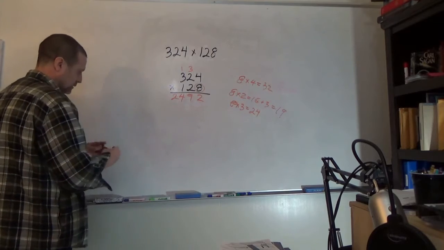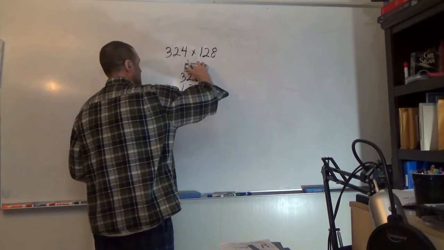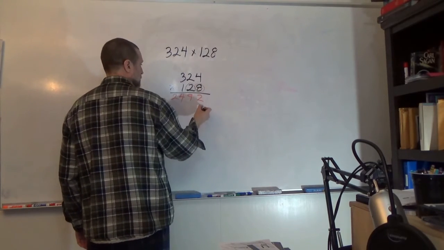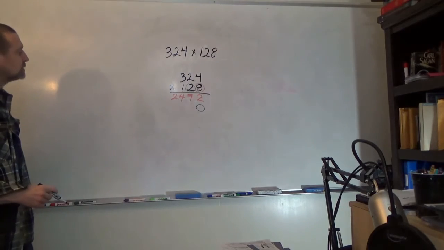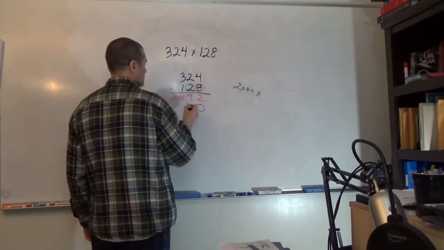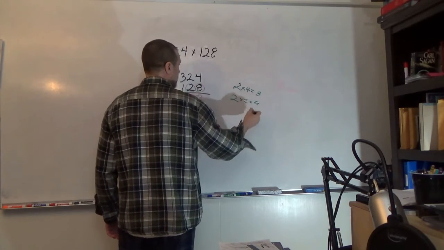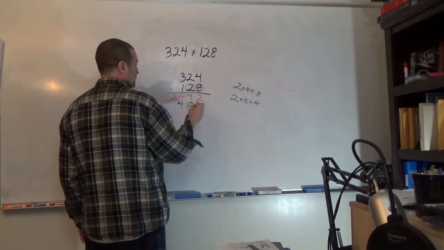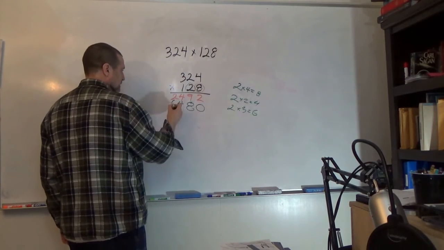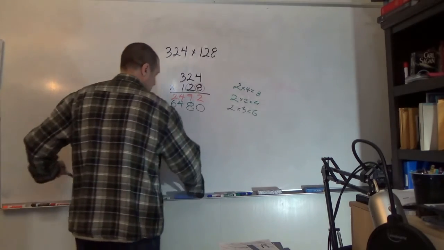Okay, I'm going to change colors. Let's pick kind of dark green. I'm going to erase these numbers on the top. So go to the next digit, which is 2. We're going to put a 0 in the far right. Now 2 times 4 is 8, so I write the 8 here. 2 times 2 is 4. So I write the 4. And 2 times 3 is 6. So I write 6. Okay. That wasn't so bad.